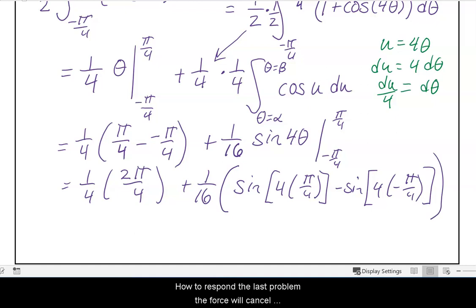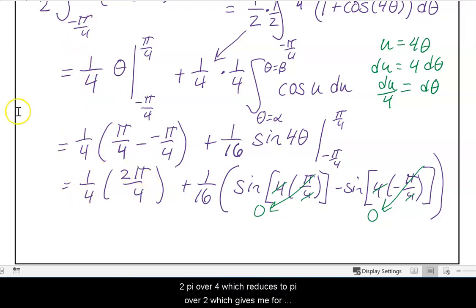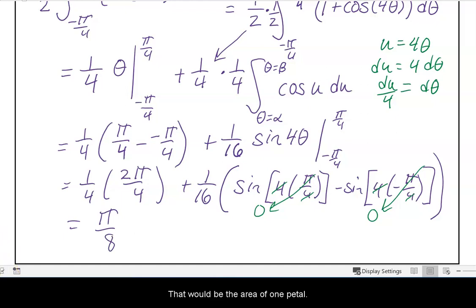As we saw in the last problem, the 4's will cancel. Don't expect this to always happen. This is sort of a fluke. The sine of pi is 0, and the sine of negative pi is 0. That term drops out, and I end up with 1/4 times 2 pi over 4, which reduces to pi over 2, which gives me for my final answer then pi divided by 8. That would be the area of one petal.